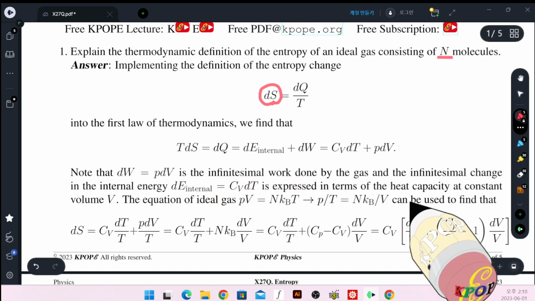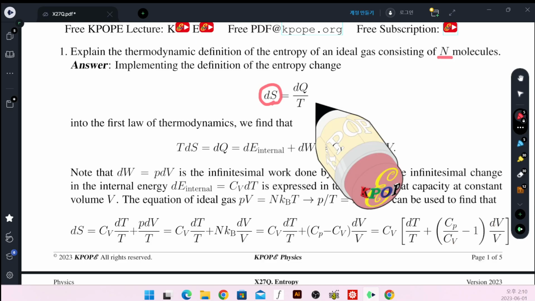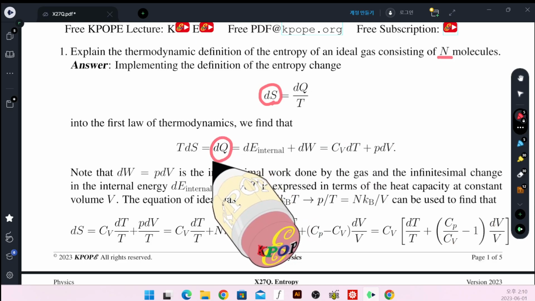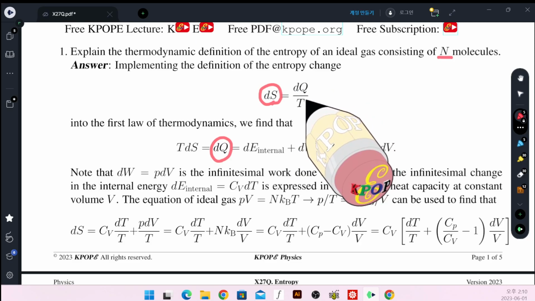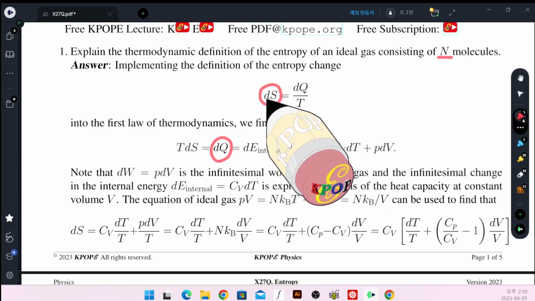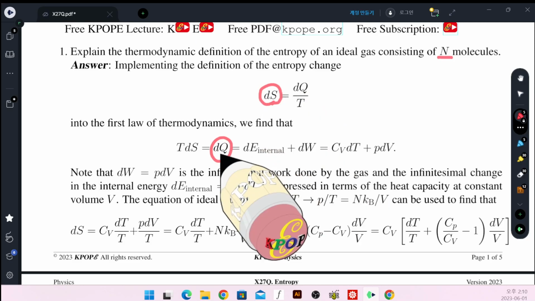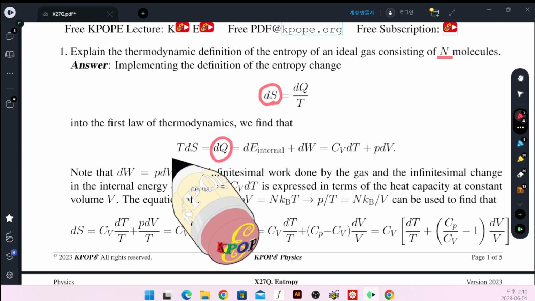We assume that the system stays in thermodynamic equilibrium at the temperature T. Into the first law of thermodynamics: we have dq, and dq can be replaced with the temperature multiplied by the infinitesimal change in entropy. So dq is replaced with TdS.